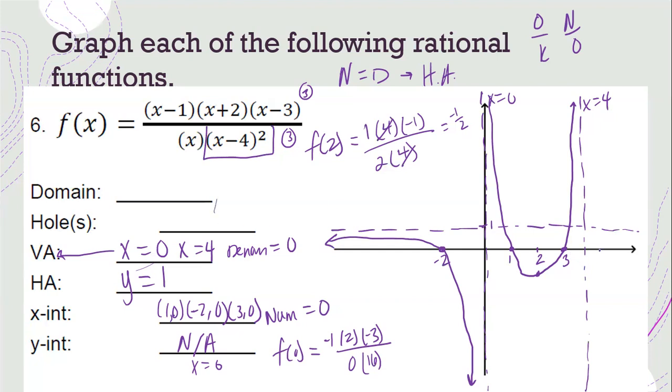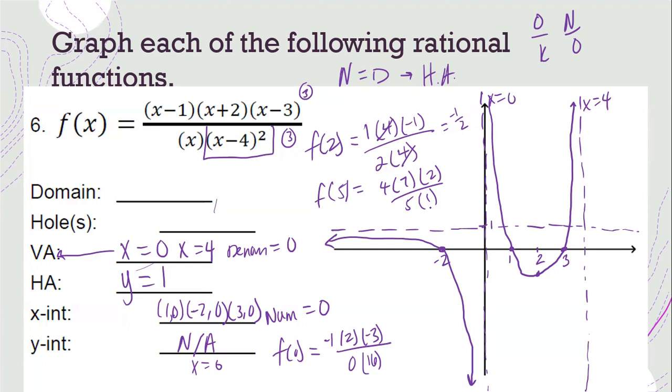Next, I've got to figure out what's happening to the left of, not left, what's that direction called? Right, my right, I knew that. To the right of 4. So I'm going to plug in 5, is that okay? If you want to plug in something else, go for it. All right, what's 5 minus 1? 4. 5 plus 2 is 7. 5 minus 3 is 2. And then we have 5. And then 5 minus 4 is 1, squared is 1.